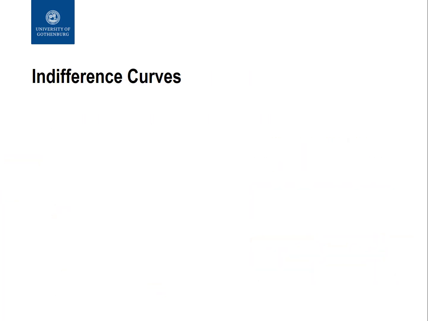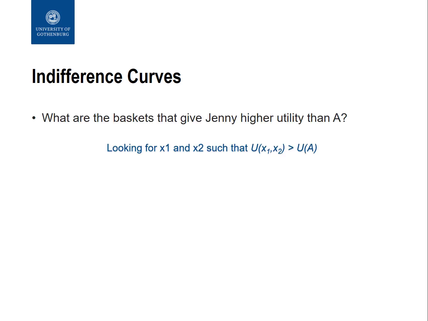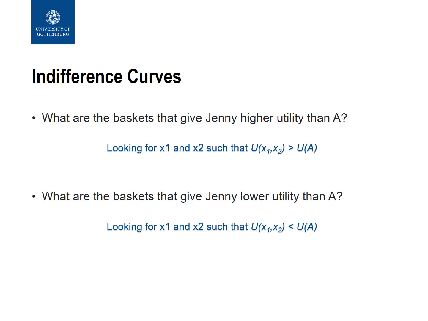These 4 assumptions allow us to derive what we call the indifference curves. These curves will allow us to answer the following questions. What are the baskets that give Jenny higher utility than A? In this case, we will look for the quantities x1 and x2 such that the utility derived from x1 and x2 is greater than the utility derived from the bundle A. What are the baskets that give Jenny lower utility than A this time? Here we will look at x1 and x2 such that U of x1 and x2 is smaller than U of A.